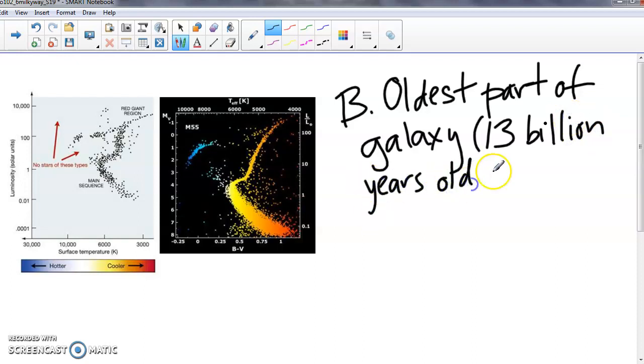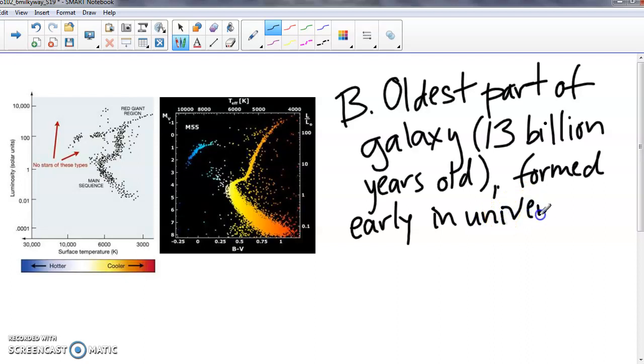Best estimates for the age of the universe, which we'll get to later in the semester, are around 13.5 billion years old. So these are some old stars. That means that they formed very early in the universe. They're some of the first things that formed.